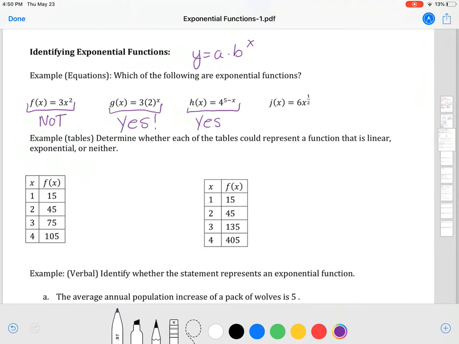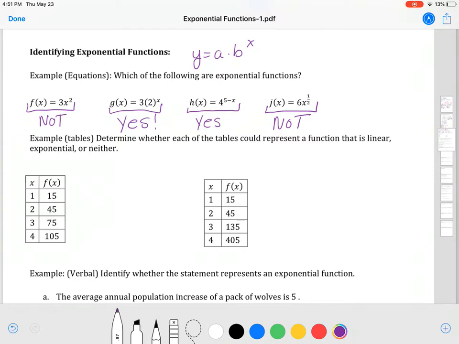The x is in the exponent, and there's been a shift of 5 horizontally to the left because we added in a 5 with the x, and it's been flipped over the y-axis because we put a negative in front of the x. So although this isn't in our standard form of being in the mother function form, this has been shifted. Okay, this one here, the x is not in the exponent, so this is not an exponential function.